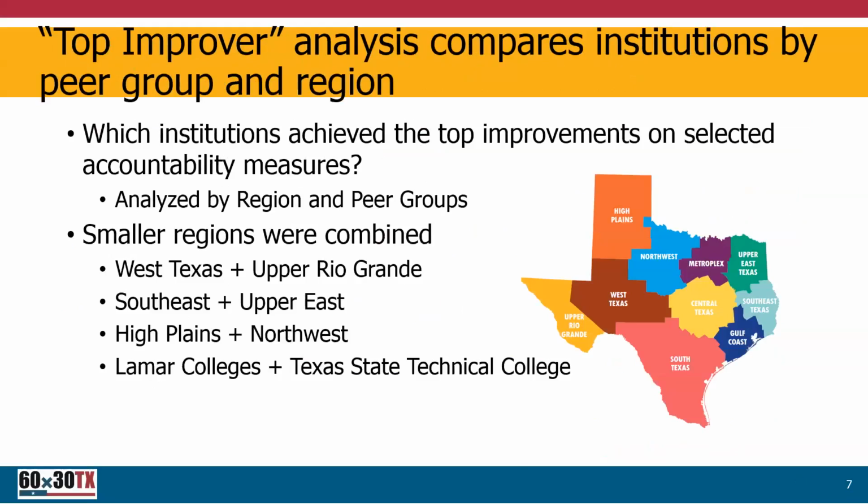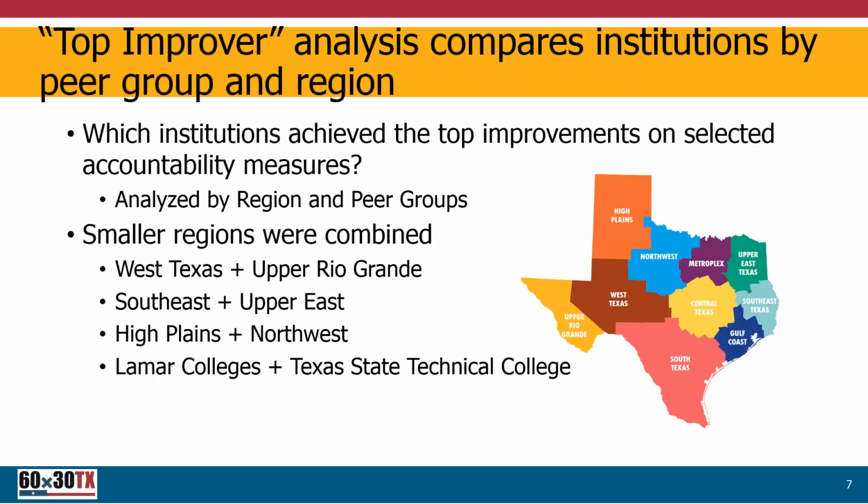The top improver analysis compared institutions by two dimensions. One was peer group, and the second was region. You can see a map of the 10 higher education regions to your right here. And what we wanted to see is which institutions achieve the top measures on both dimensions.